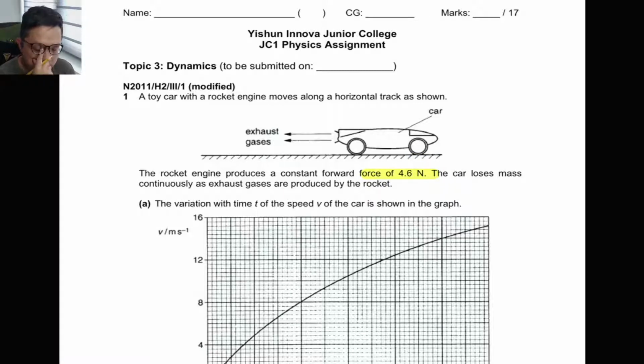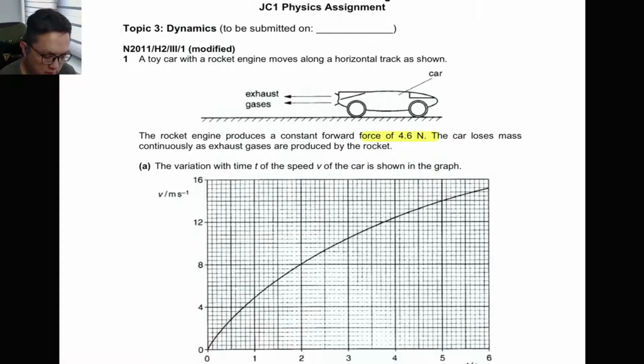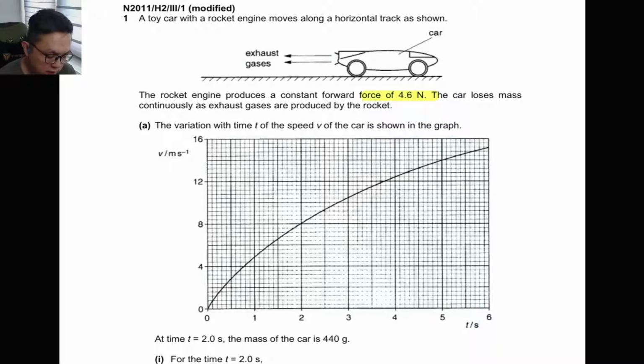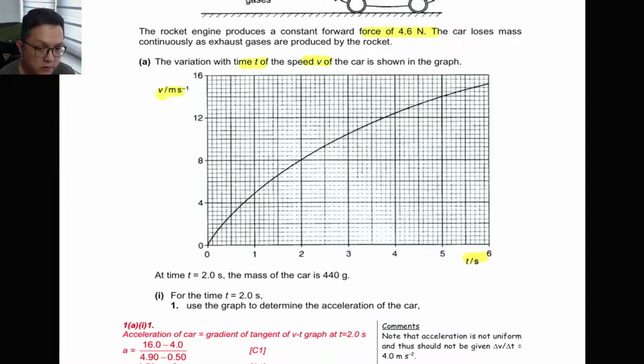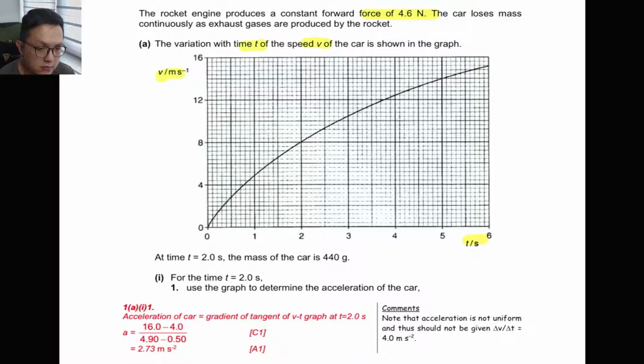Right, so your car will lose mass as the exhaust gases are produced by the rocket. Okay, then you have this VT graph here. So this is the velocity-time graph. So take note, this is your VT graph. And then it tells you that at time t equals 2 seconds, the mass of the car is 440 grams. Alright, so for time t equals 2 seconds, use the graph to determine the acceleration of the car.